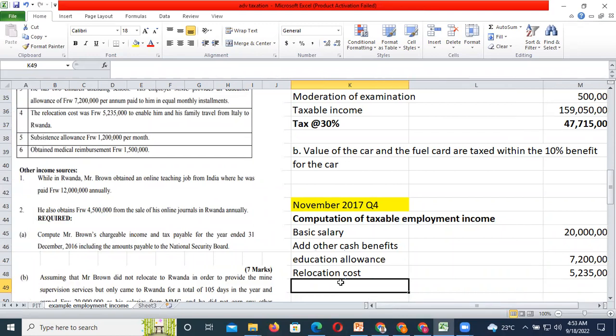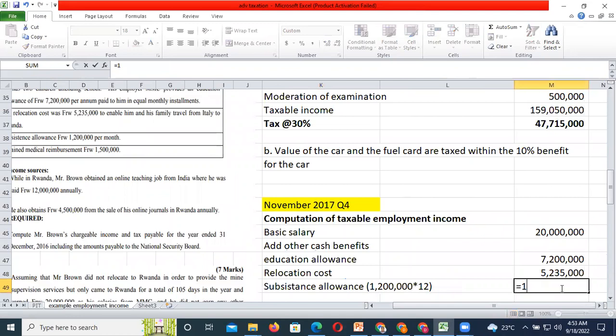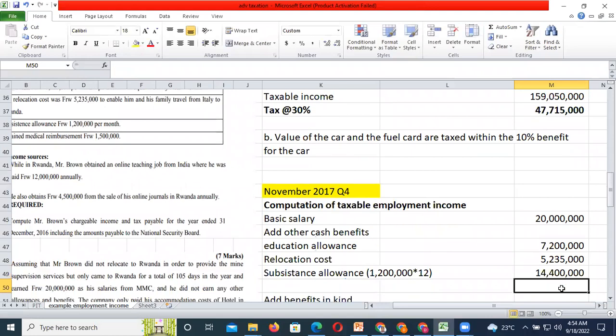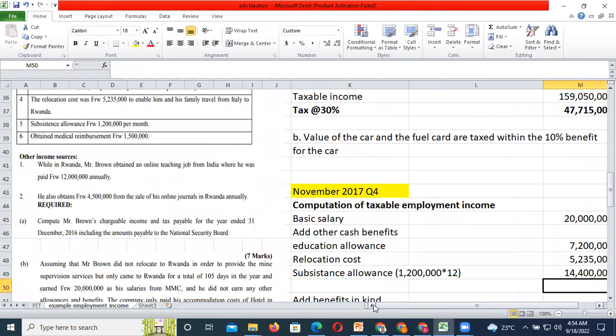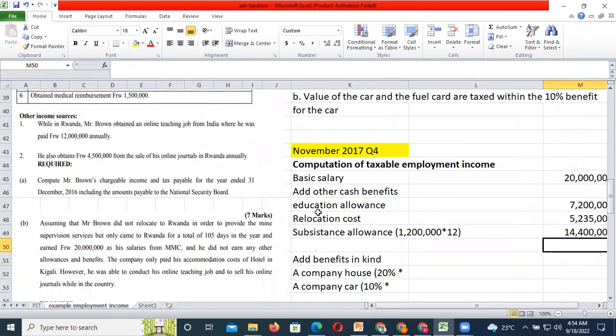Then I have subsistence allowance, which is 1.2 times 12 because we are calculating for annual. Another one we have is a reimbursement of medical expense.